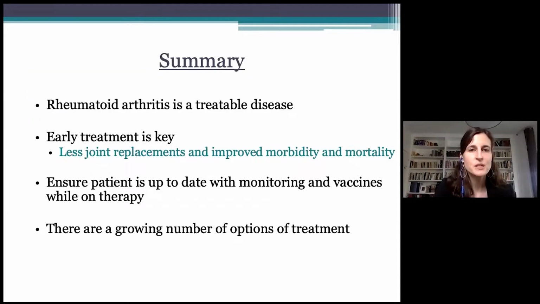So in summary, rheumatoid arthritis is a treatable disease, and early treatment is key. And we see fewer joint replacements, improved morbidity, and even mortality with early treatment. We would love your help in ensuring a patient is up to date with monitoring and vaccines while on therapy. And there are a growing number of treatment options, and it seems like it's growing every day. So if you have any questions about this in general, just feel free to reach out to your rheumatologist to talk about some of these treatments if you have any concerns.